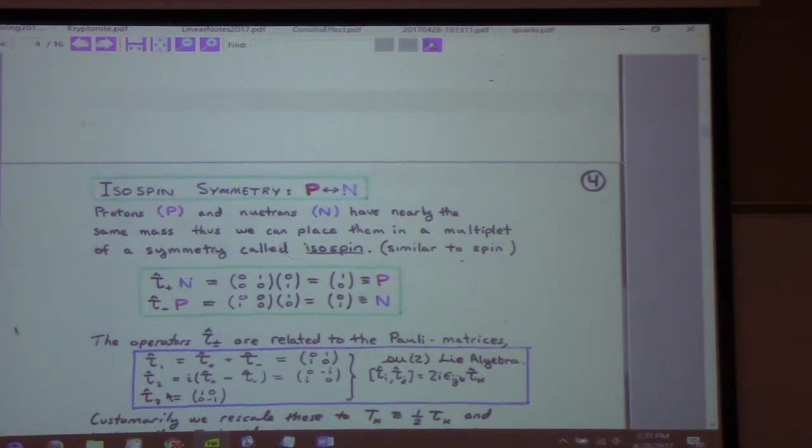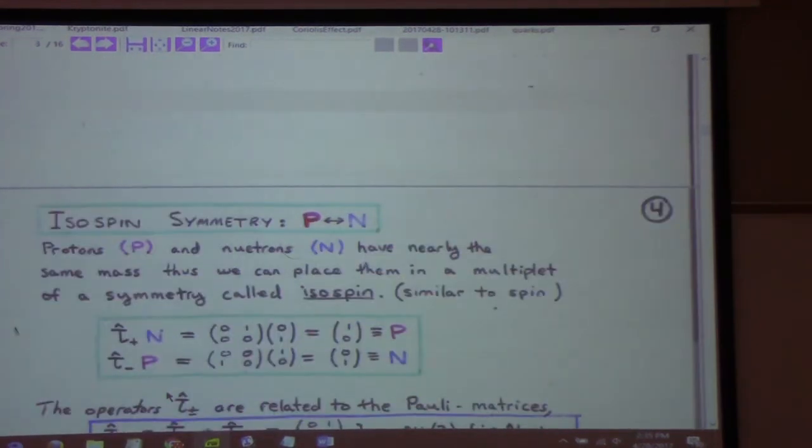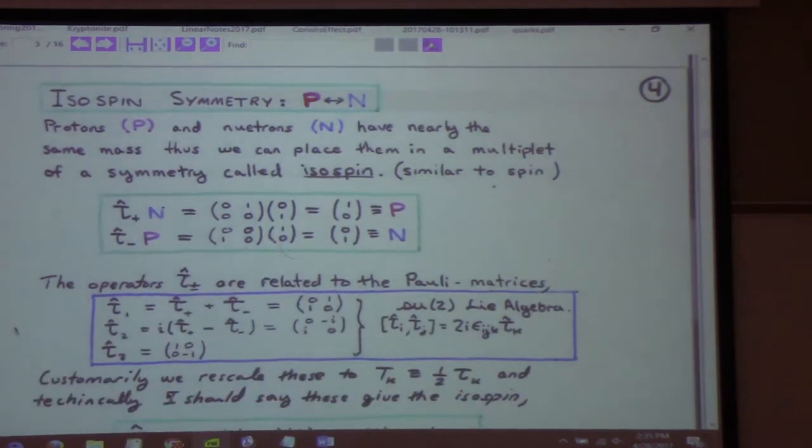The first chapter in this story is isospin symmetry. Isospin is based on the fact that protons and neutrons are much alike. They have very similar mass, so you invent this thing called isospin, which says if you take isospin plus on the neutron, you get to the proton. If you take isospin minus on the proton, you get to the neutron. So there's this isospin doublet.